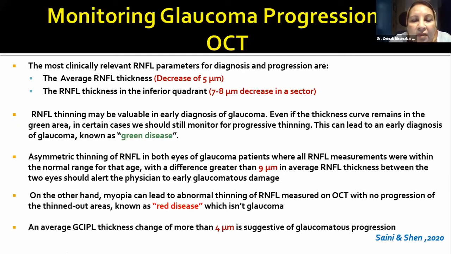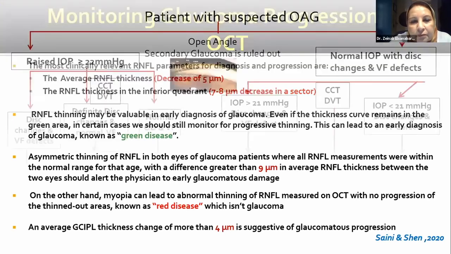Asymmetric thinning of the retinal nerve fibers between both eyes will give an alert, an alarm, with a difference greater than 9 microns in the average retinal nerve fiber layer thickness. We should always notice this for glaucoma. The asymmetry will give us an alarm. On the other hand, myopia may have abnormal thinning, but there is no progression and there is no glaucoma, what we call red disease. For the ganglion cell complex thickness, a change in the average of 4 microns will give us an alert.